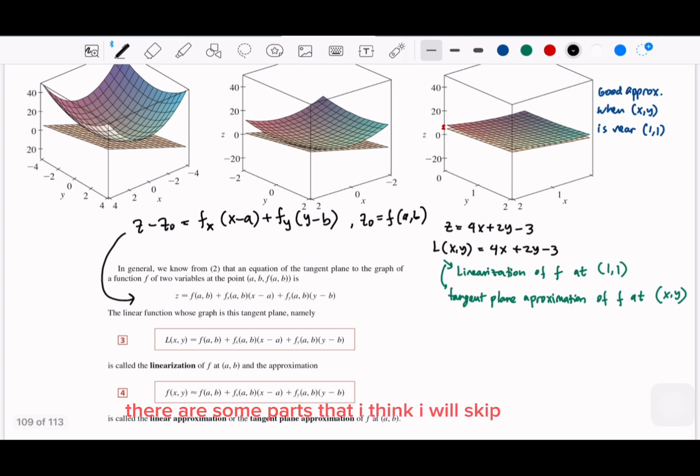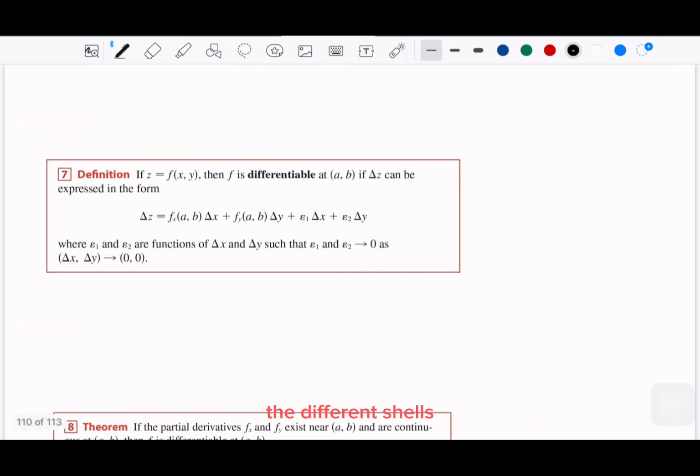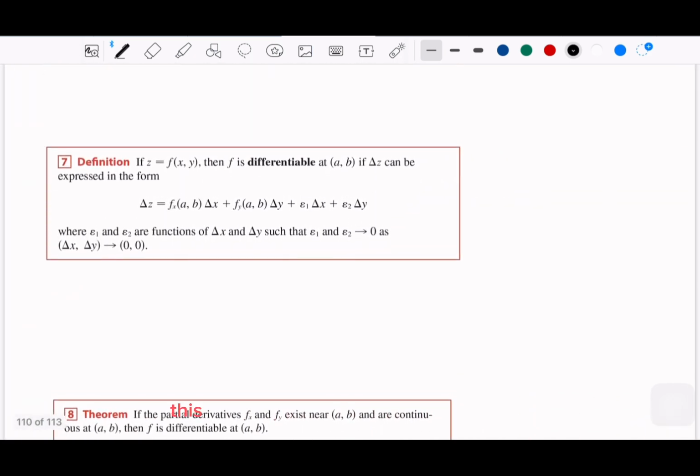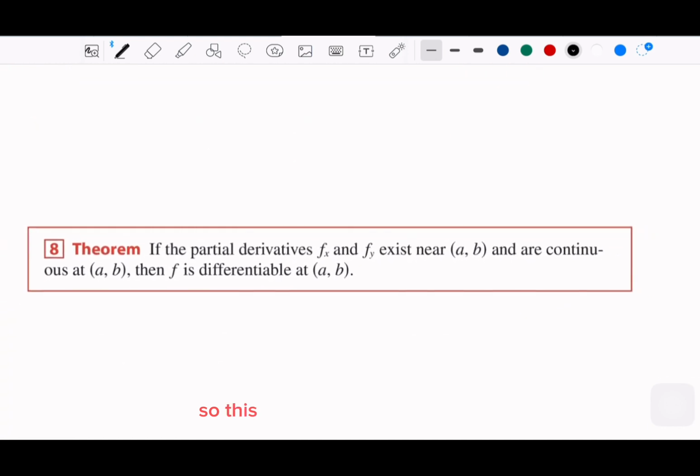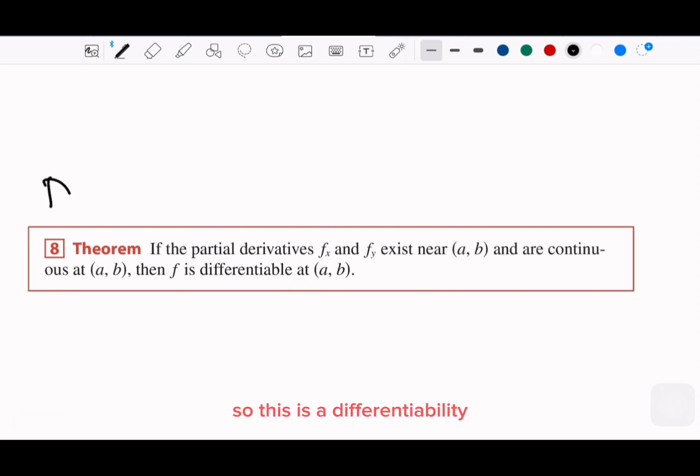There are some parts that I think I will skip for now. I will just add additional contents like this one, the differentials. This differential, but this one is important. So this is going to be the theorem. If the partial derivatives, partial x and partial y, exist near (a, b) and they are continuous at (a, b), then the function is differentiable at (a, b). So this is differentiability.